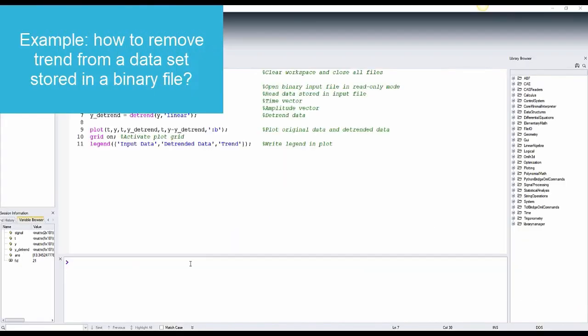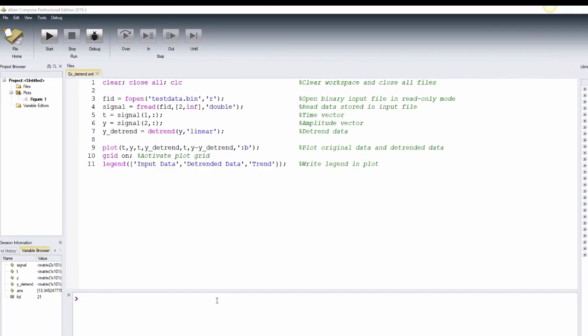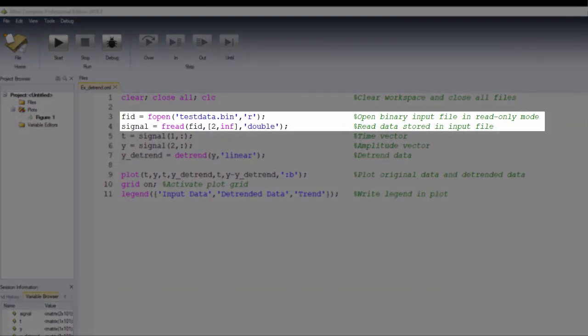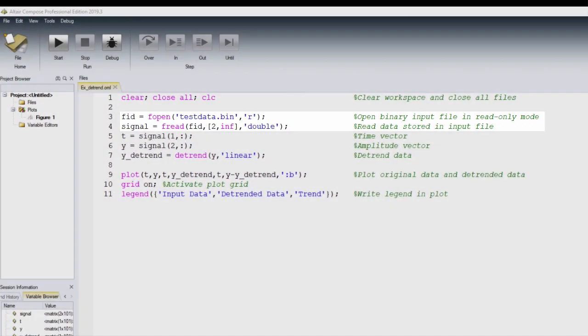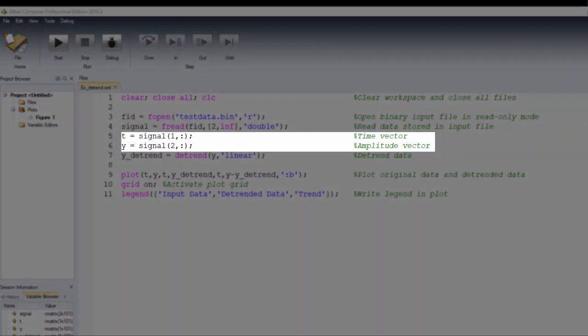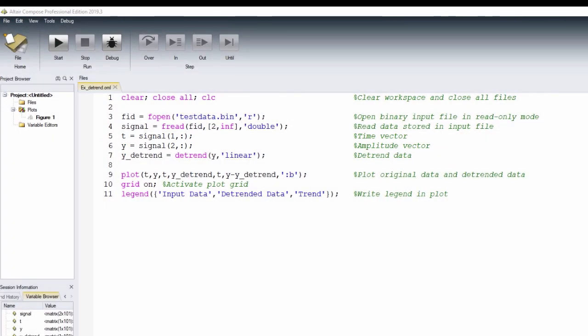Let's see this example how to remove trend from a data set which is stored in a binary file. The first thing is to open the binary file in read-only mode and read its data, specifying the dimension and the precision type. The second step is to separate the signal into two different vectors, one with time steps and the other with the amplitude.